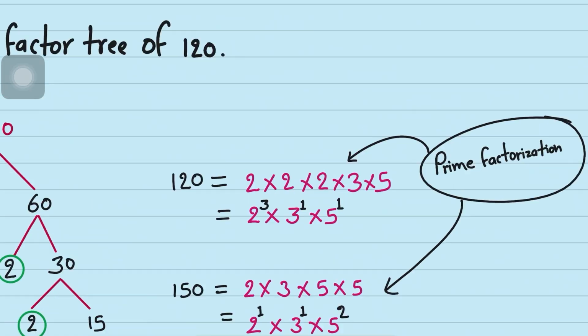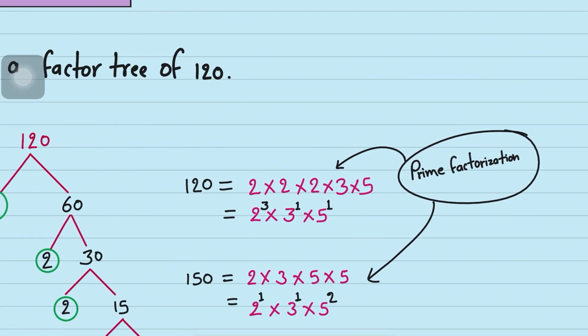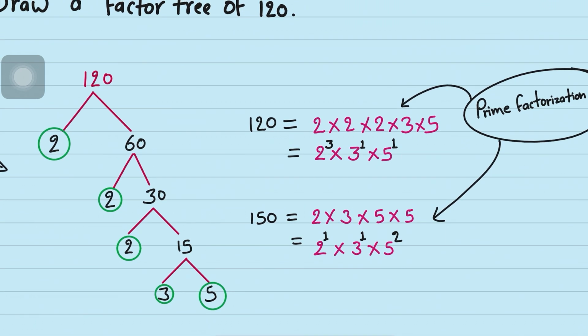And also, all the prime numbers we got from the factor tree, we will write them together, which is what we call prime factorization. As you can see, number 120 has prime factorization 2 times 2 times 2, 3 2's, and 1 3 and 1 5, which is exactly written in the factor tree.